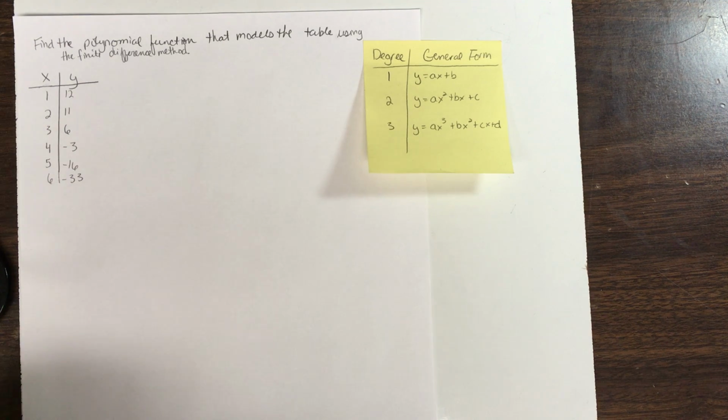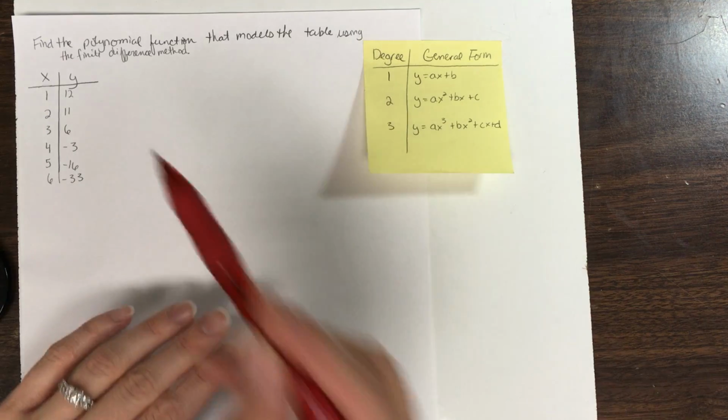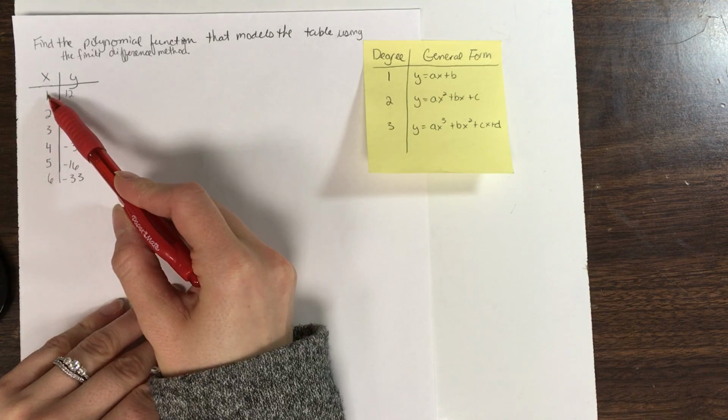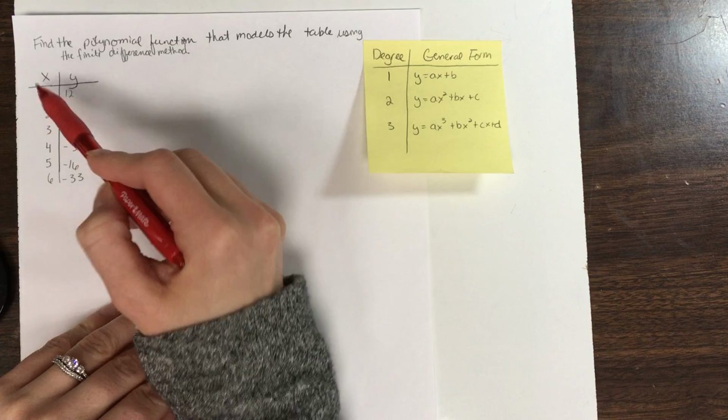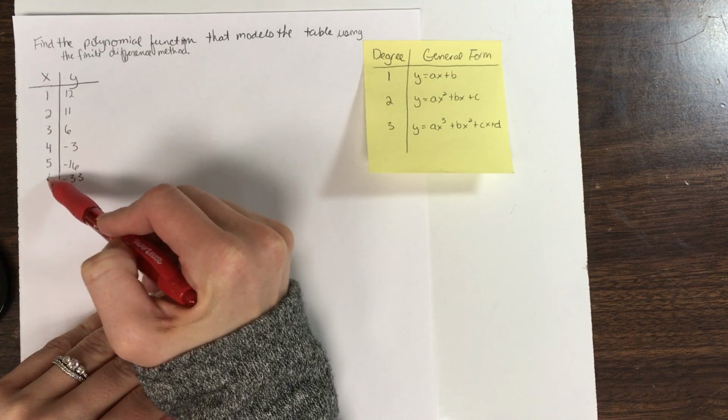How do you find the polynomial function that models a table of values using the finite difference method? Well, let's take a look. So in this table, you see that x's are going up at a constant rate. They're going up by 1, 1, 1, 1, 1.